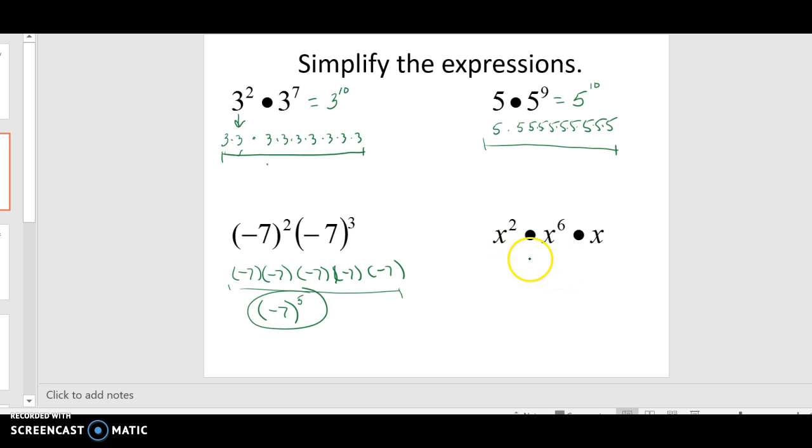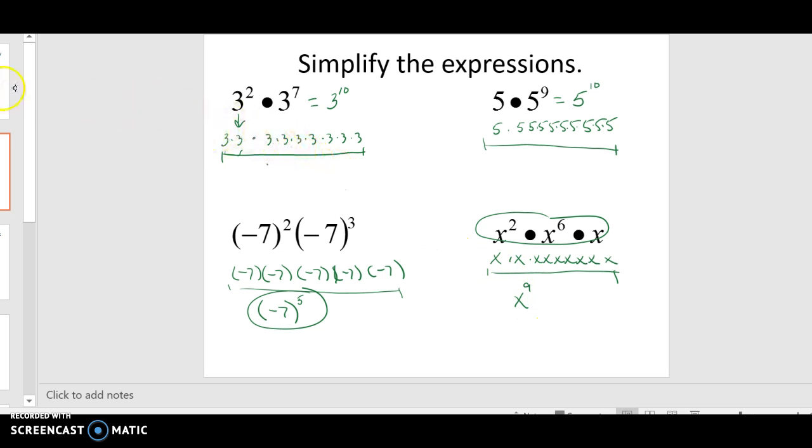So when I go and talk about this property, x to the second times x to the 6th times x, we get x times 1, 2, 3, 4, 5, 6, and then we have one more. How many total x's am I multiplying together here? It ends up being 9. So I would simplify this as x to the 9th power.